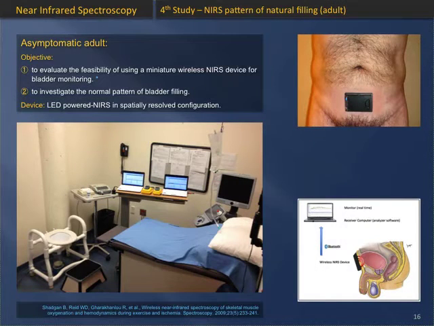In the next trial, we tried to establish the normal pattern of detrusor filling, during natural bladder filling. In that study, we used a compact wireless device for the first time, and that device transmits 3 wavelengths. It's based on the spatially resolved configuration, so we could get the tissue saturation index, the absolute amount, during the study. The data would be transmitted to a computer in the next room, and we could actually monitor data even for 8 hours using this device.